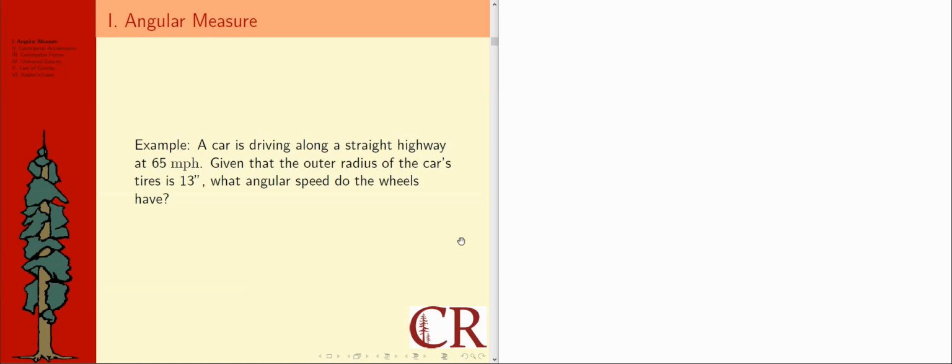A car is driving along a straight highway at 65 miles per hour. Given that the outer radius of the car's tires is 13 inches, what angular speed do the wheels have?